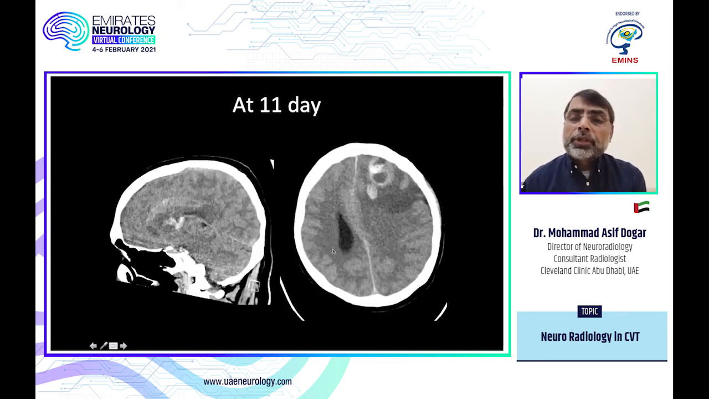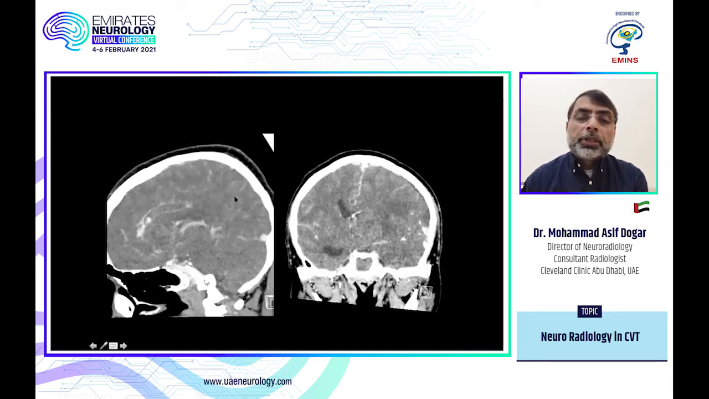This is after 11 days. And now it has become less dense, but it is expanded. And you can even see here. So this is a CTV, and now you can see there is enhancement around it, but there is a filling defect. Here again, you can see a filling defect. So which vein is this, or the sinus?